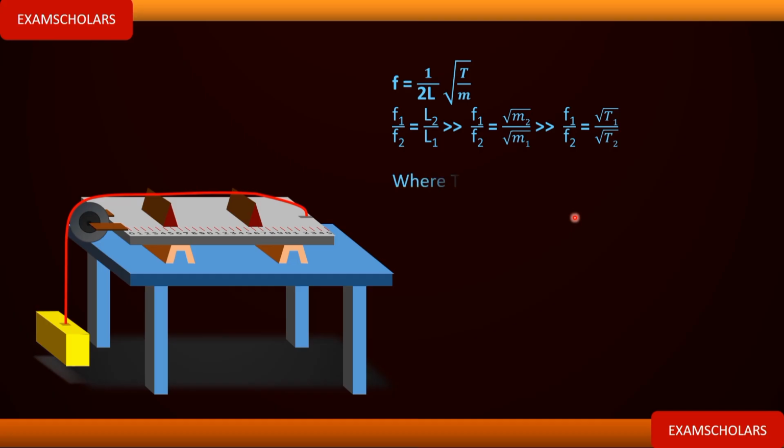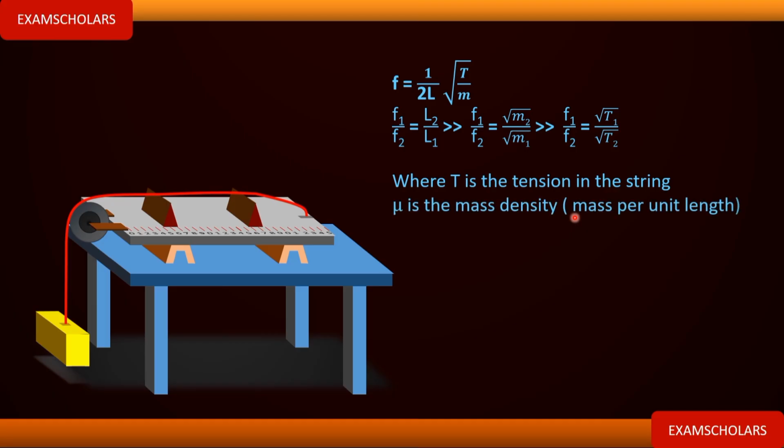Now, we all know that T is the tension in the string. Tension is in Newton. We all know that mu, which is the mass that we talked about here, is the mass density, mass per unit length. So we know this, F is equal to this, and we know all this.